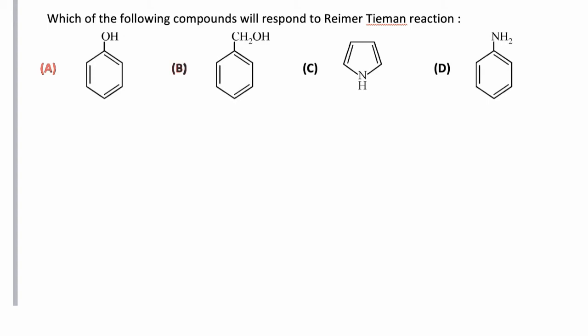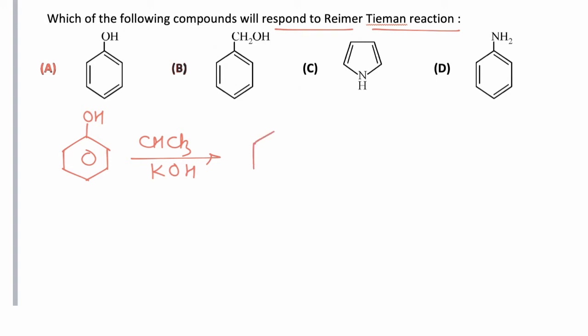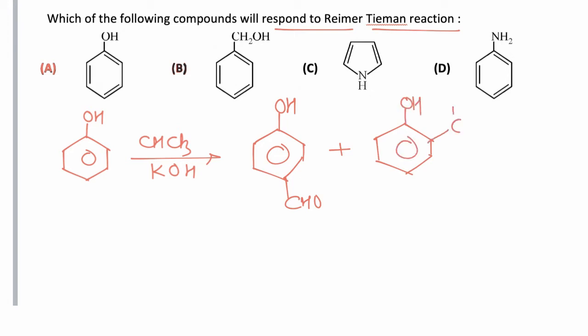In this question we have to identify which of the following compounds will respond to the Reimer-Tiemann reaction. So phenol, on reacting with chloroform and KOH, will form salicylaldehyde. So the Reimer-Tiemann reaction takes place and salicylaldehyde is formed as a product. Along with the ortho product, the para product is also formed, but due to formation of a hydrogen bond, the ortho product is major.